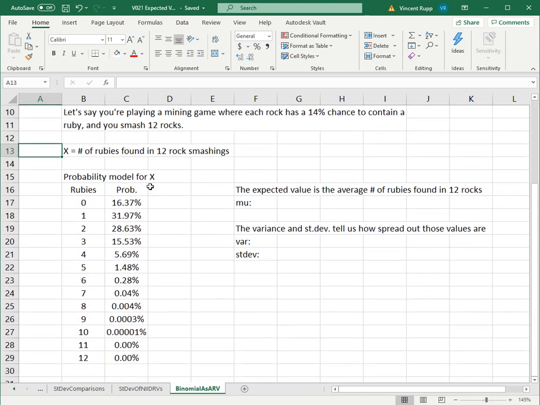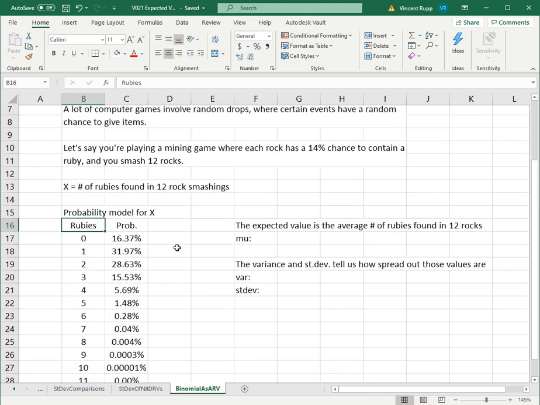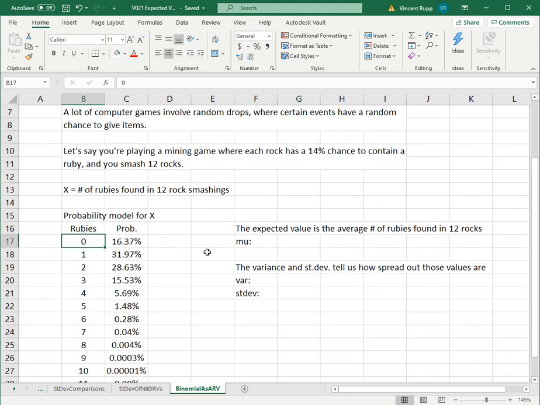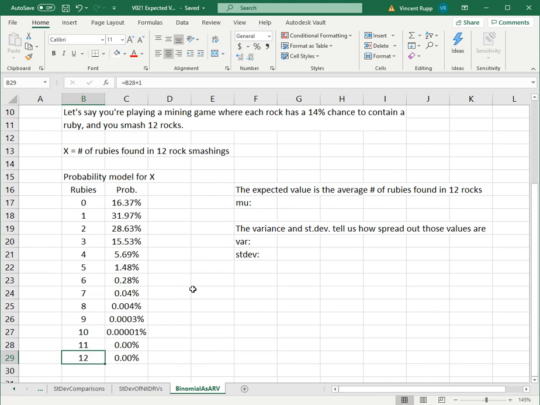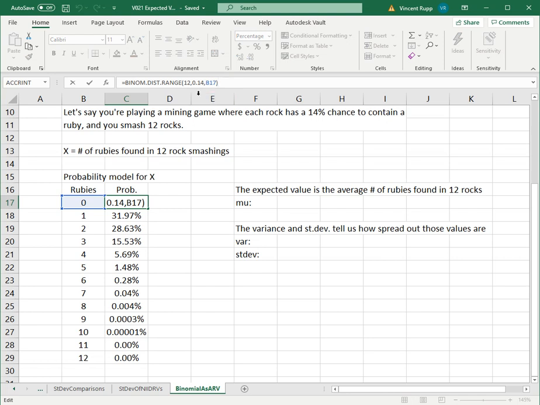And so we can come up with a probability model for x, the number of rubies you could find. Well, you could find 0 if you're really unlucky, or 1 or 2 or 3 or 4, all the way up to 12. Now, you're very unlikely to find 12 rubies in 12 rocks because the probability was only 14% for each rock individually. But we can create a probability model using this command, binom.dist.range.